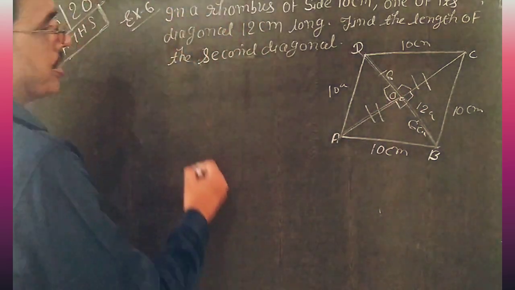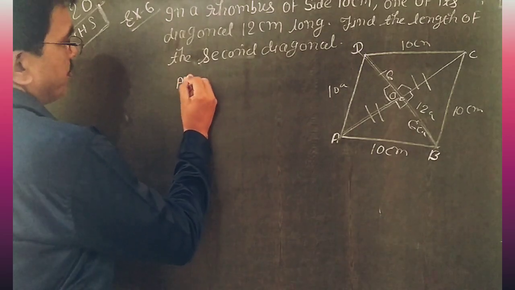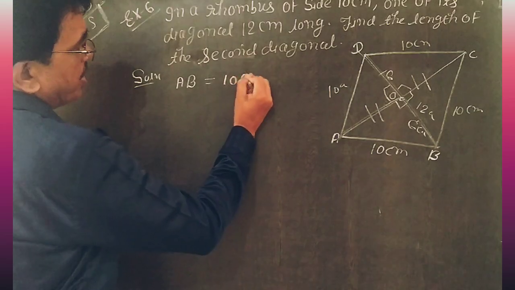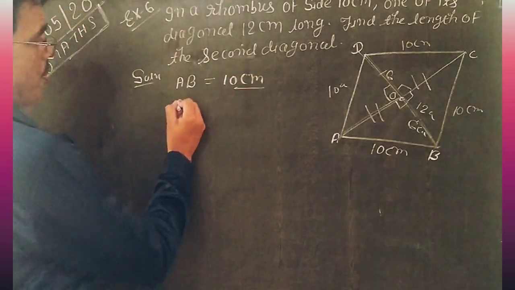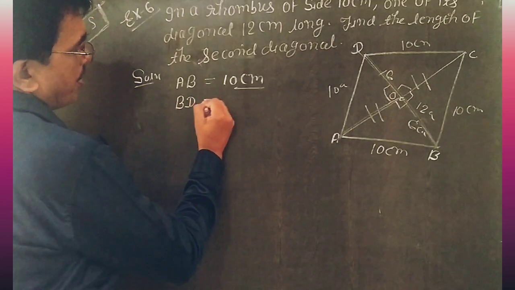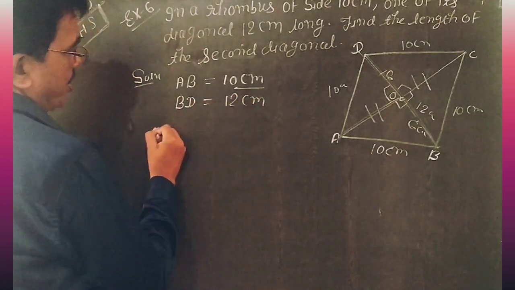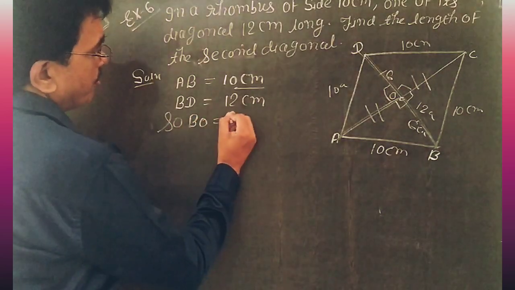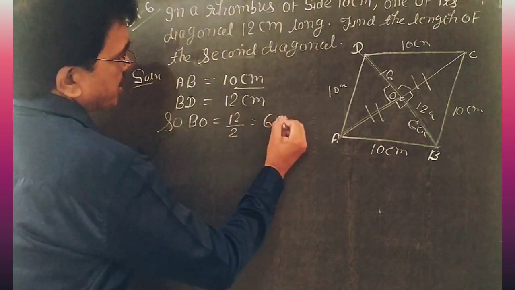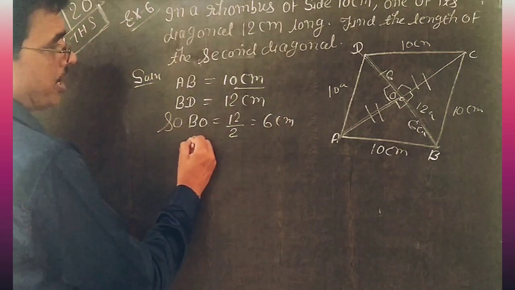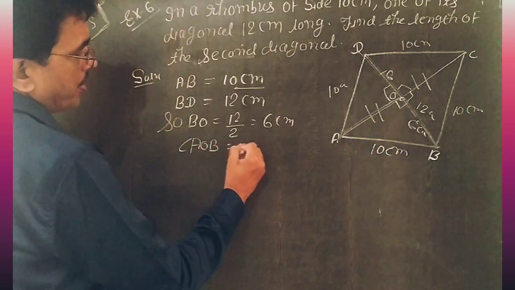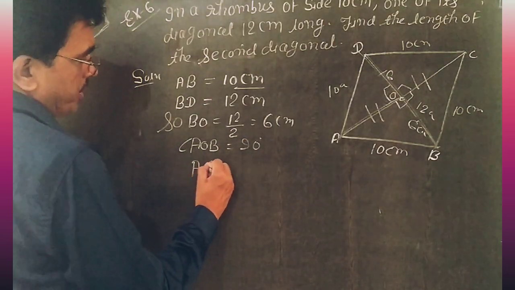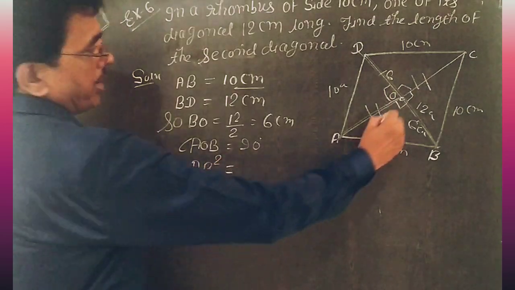So you write solution. AB equal to 10 cm, already given. BD is equal to 12 cm. So BO is equal to 12 by 2, that is 6 cm. And angle AOB is 90 degrees. Then AB is the hypotenuse. Opposite of the right angle, it is the hypotenuse.